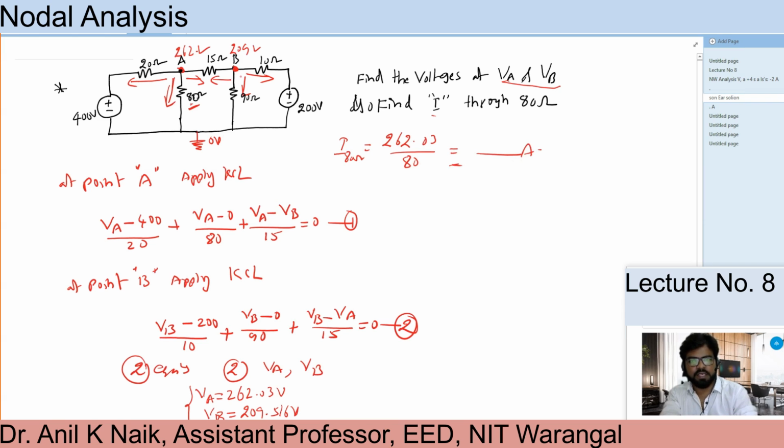You can calculate the current here also, and here also. So once you get the potential voltage at each and every point, you can find the current at each element. Once you find the currents, you can calculate the power at each and every element. So this is what nodal analysis gives, a very simple solution to calculate any kind of parameters.